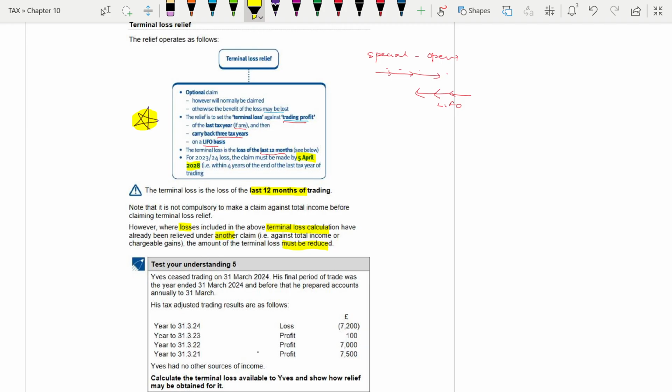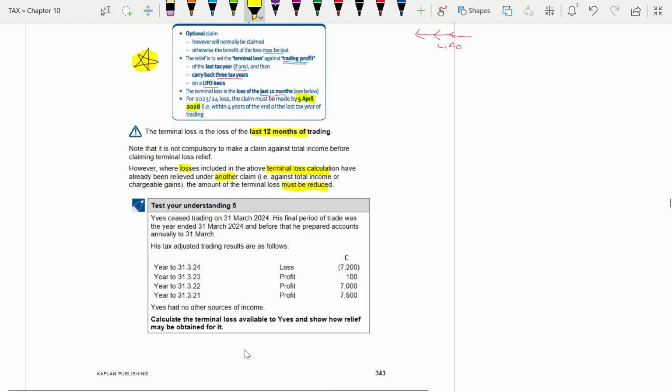What they are saying is that he ceased trading on 31st March 2024. His final trade was a year ended, but he prepared the accounts like this. For 2024, how much is the loss? The loss is 7,200. That is the terminal loss of 7,200.